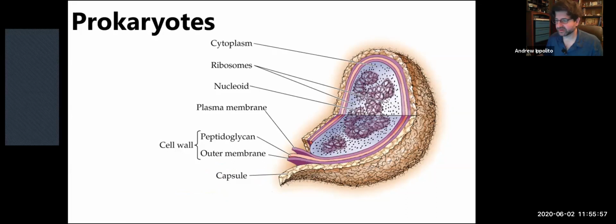You can see here too, there's the outer plasma membrane, there's the peptidoglycan cell wall, and then another plasma membrane, an inner one.